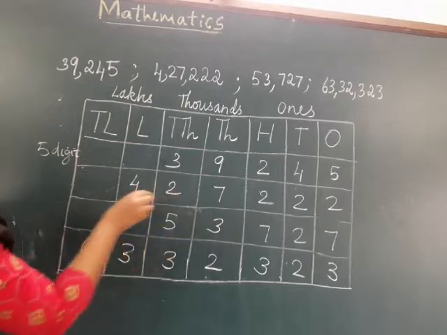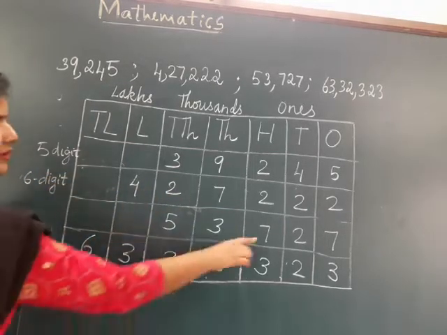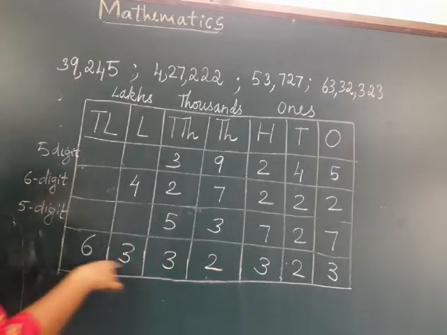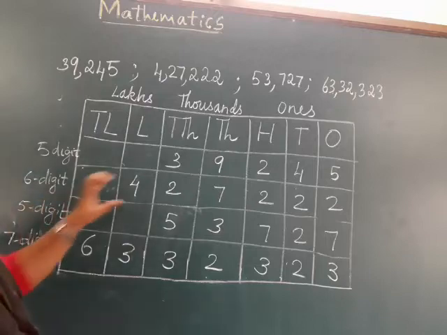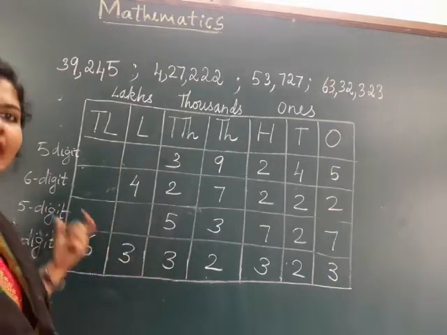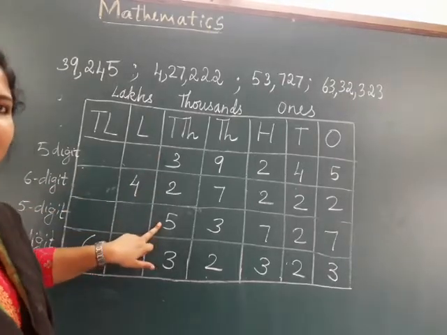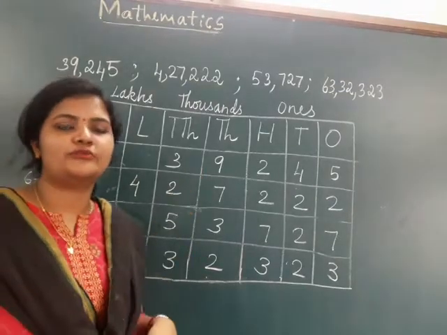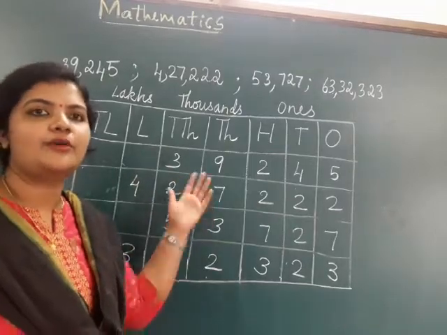What about the second number? This is a 6-digit number. Now the third one, again it is a 5-digit number. And the last one is a 7-digit number. So here we have two numbers which have the same number of digits, that is, the first and the third number. That is a 5-digit number. Now we'll move to the second step, that is comparing the digits of both the numbers.